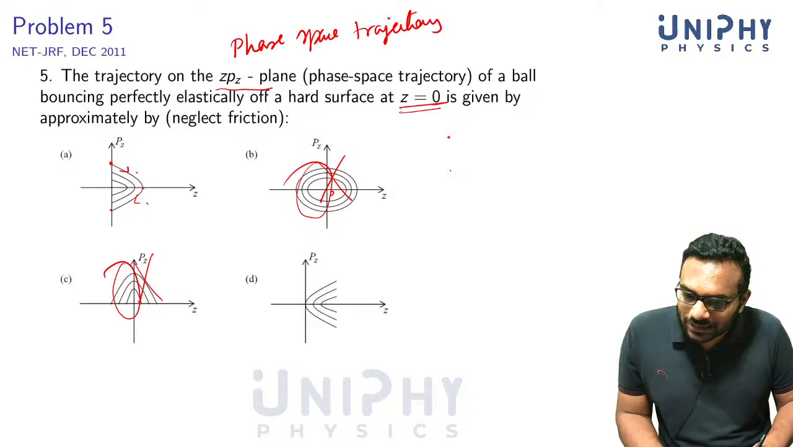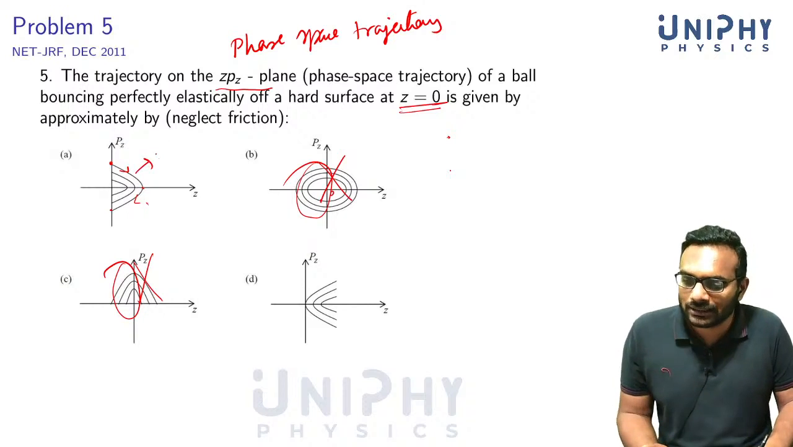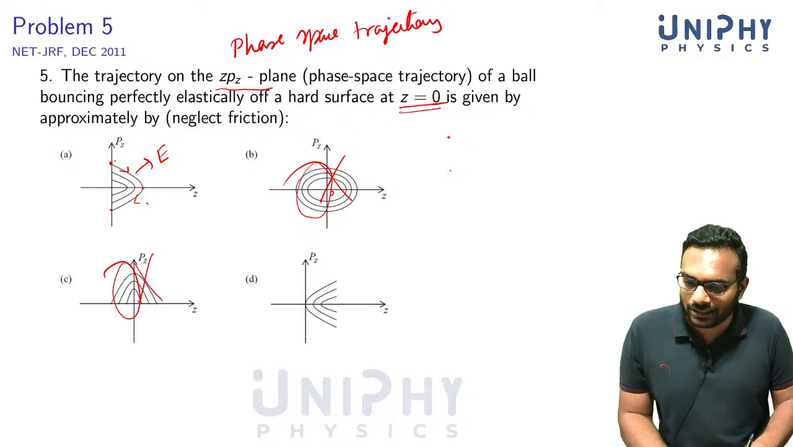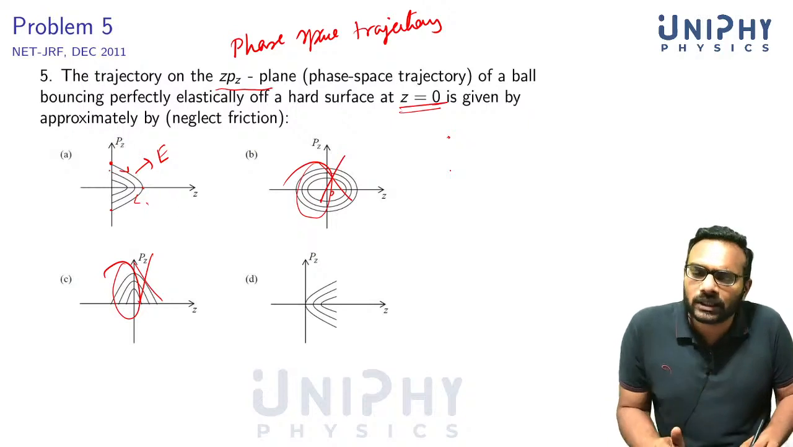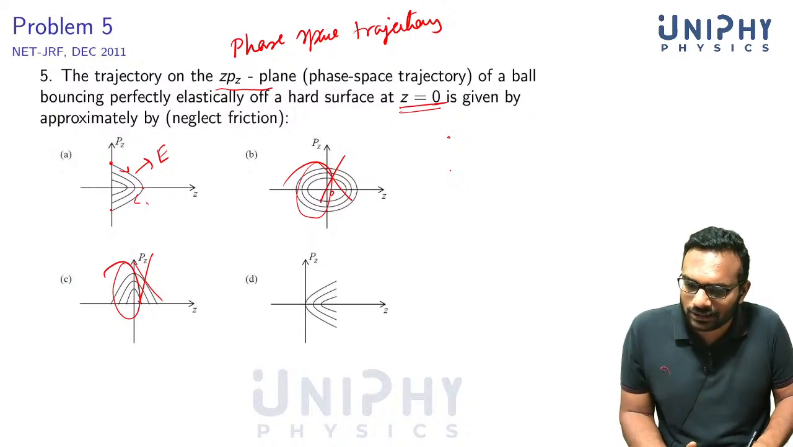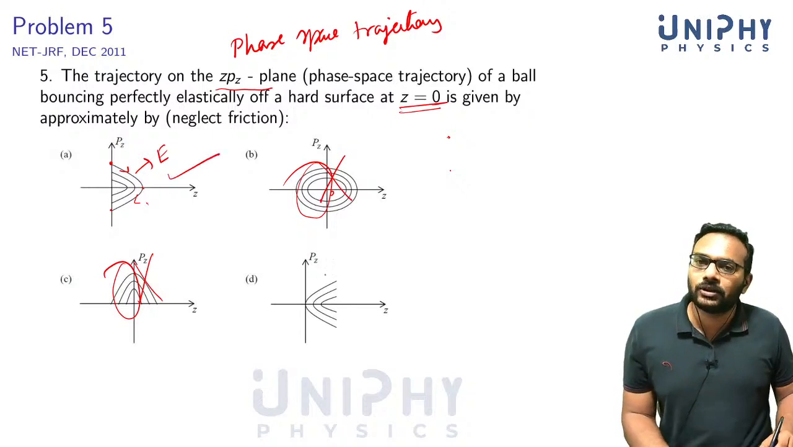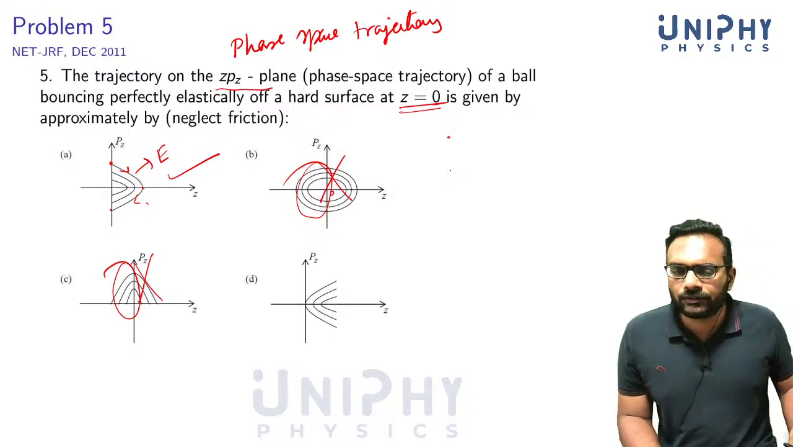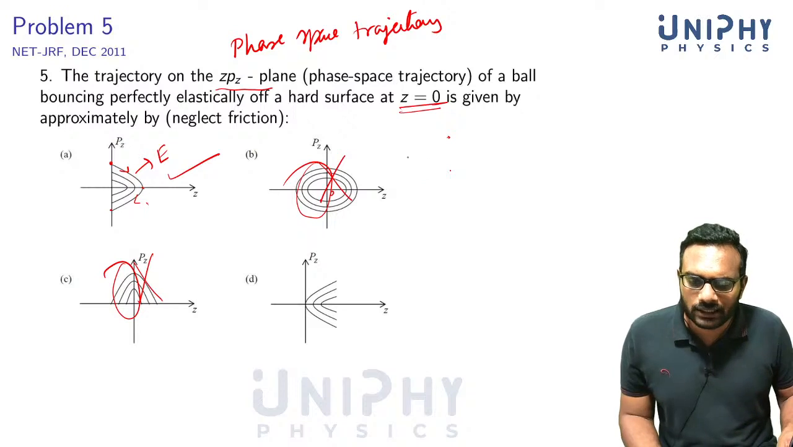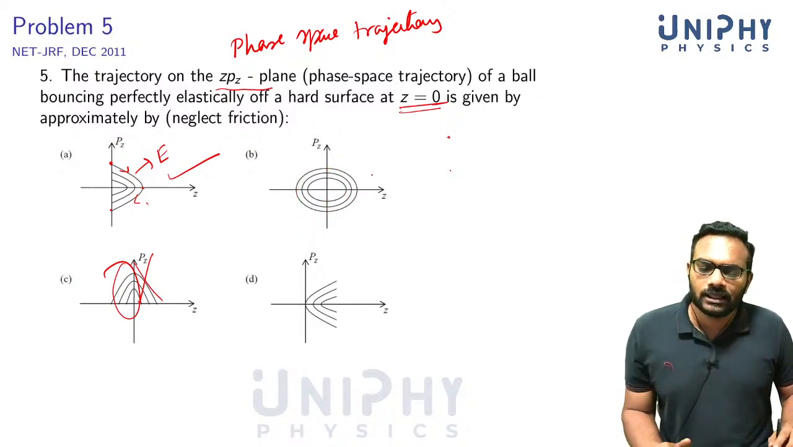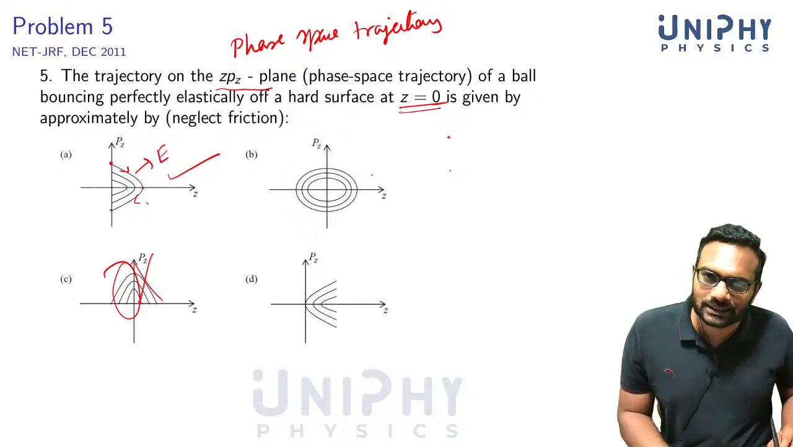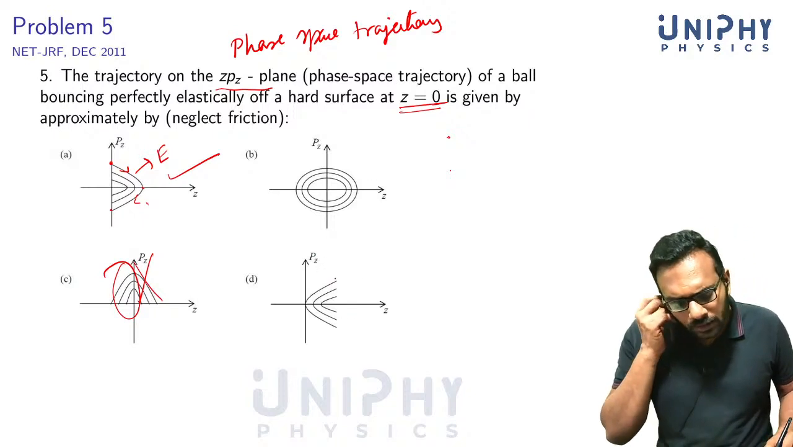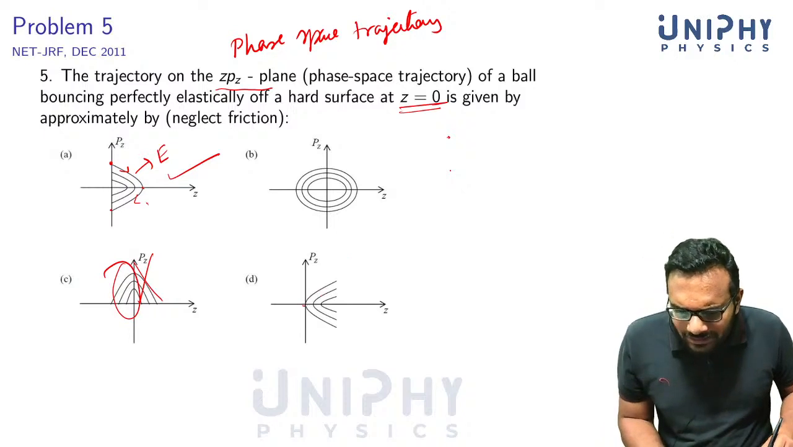So this trajectory corresponds to a perfectly elastic collision. This corresponds to a particular energy E. If you start with a particular initial energy E, it would be this. If you start with a lower energy for a ball, this would be the trajectory, etc. So this is the correct option. All right, there are a few tips and tricks to solve these phase space trajectory problems. We will be dealing with phase space trajectories in more detail in the classes which will follow.